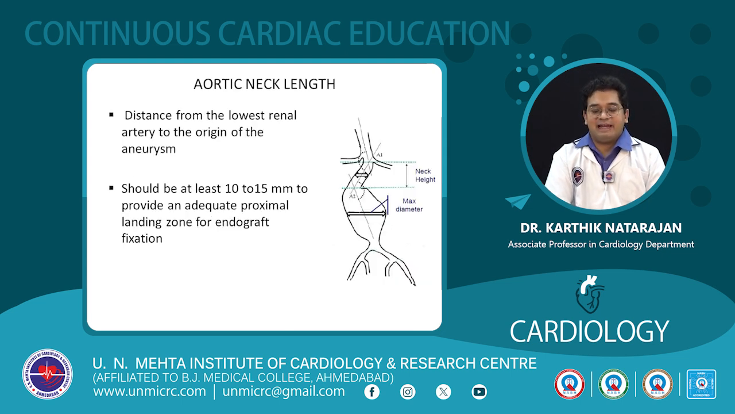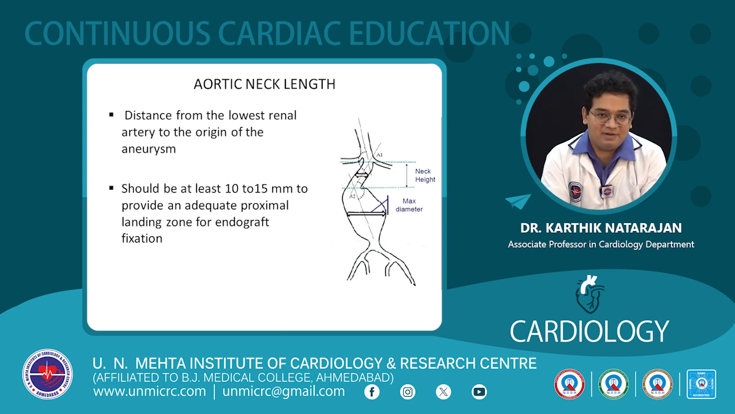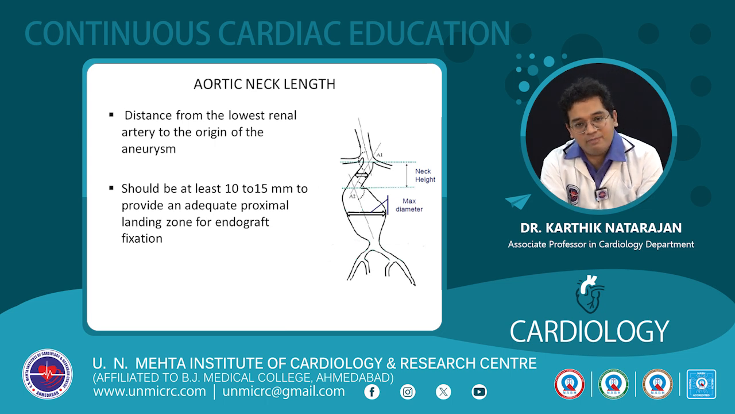So what is the aortic neck length? The distance from the lowest renal artery to the origin of the aneurysm. This should be at least 10 to 15 millimeters to provide an adequate proximal landing zone for endograft fixation. Now you should remember that these endografts don't have active fixators. They don't have enough radial strength. So you require a good enough seal both at the proximal and the distal end to avoid blood flow into the aneurysm sac. So you require at least a 15 millimeter landing zone proximally as well as distally to achieve adequate seal.